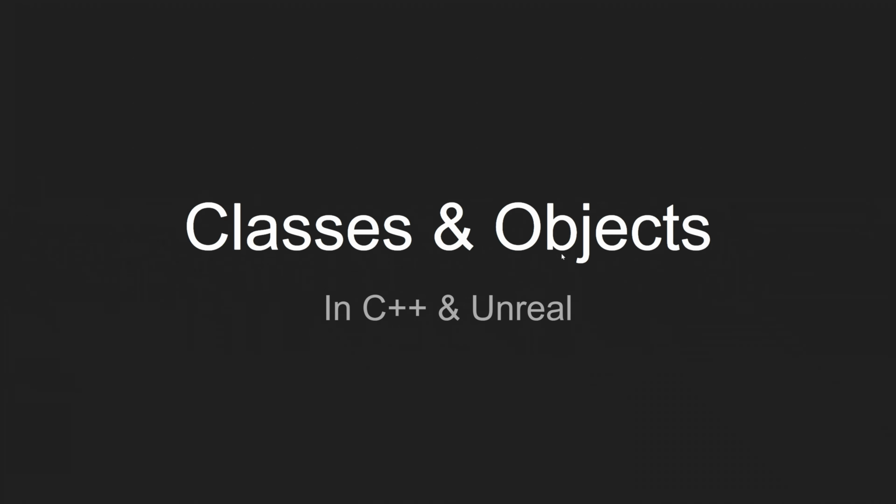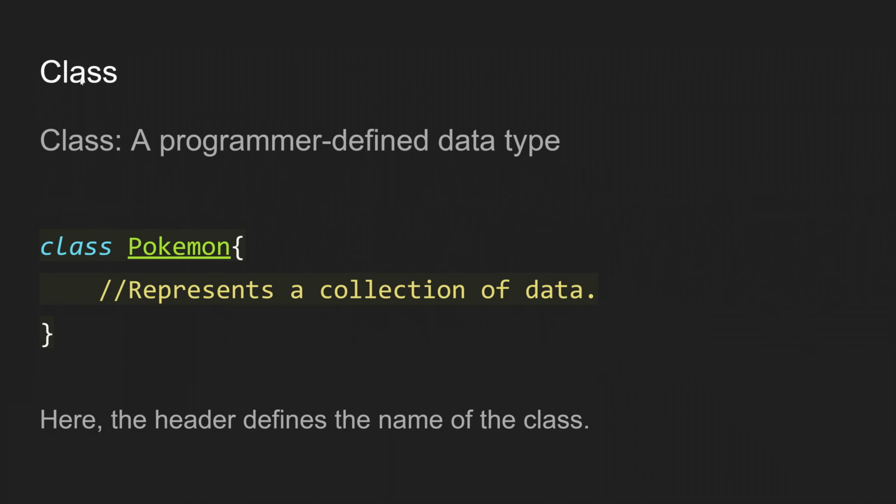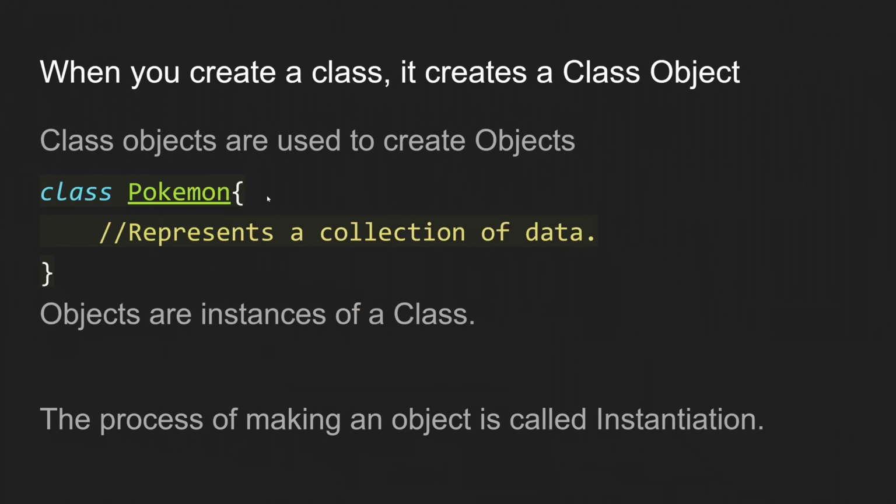So let's talk a little bit about classes and objects in C++ and Unreal, right? We've talked already about classes and objects, but just remember that a class is a programmer-defined data type where it represents a collection of data that we assign a label to. The header defines the name of the class, and you'll find that in your .h file. Specifically, we start out the class by saying class, and then we give the label for what the class should be, curly braces, and then anything between these curly braces is part of that class.